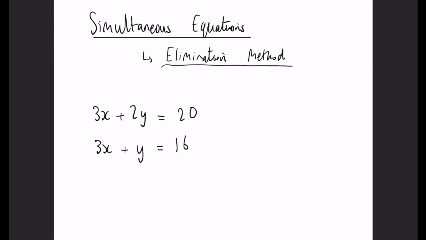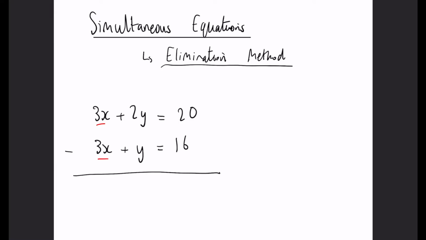Now, if we have a look at this first example, when it comes to solving simultaneous equations through the elimination method, we want to eliminate one of the variables. And to do this, we need to make one of the variables the same. So in this case, we have 3x and 3x, so they are the same here. There will be times where they're not the same, and I will show you in the next example how to fix that. Once they are the same, we simply subtract one equation from the other.